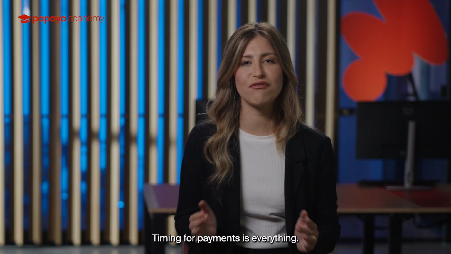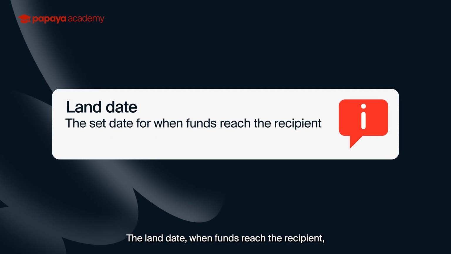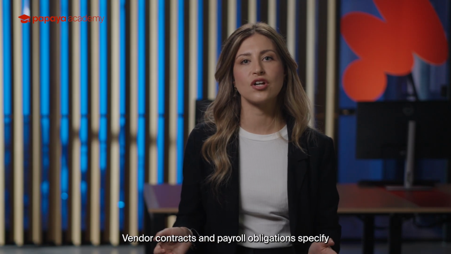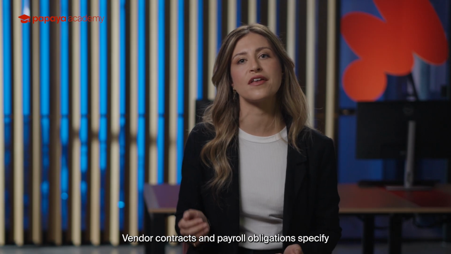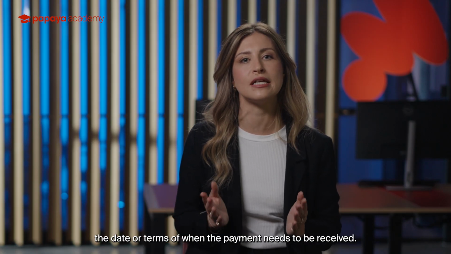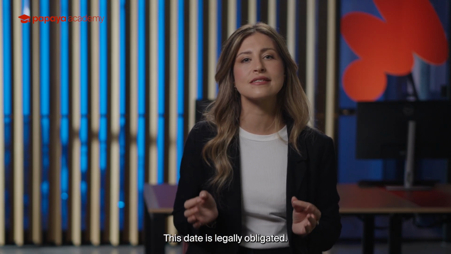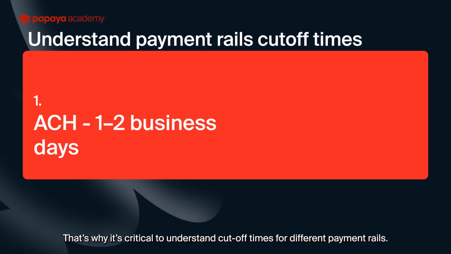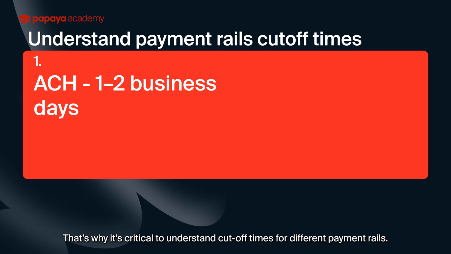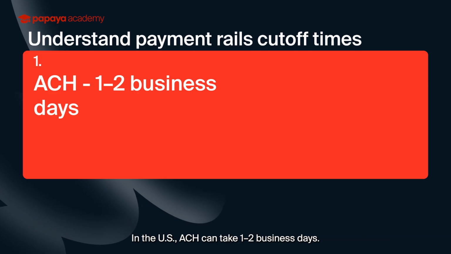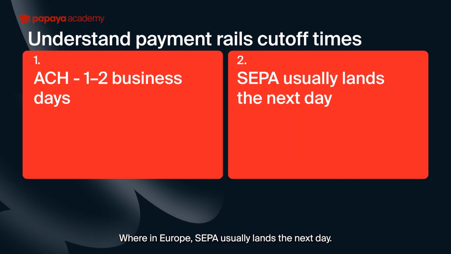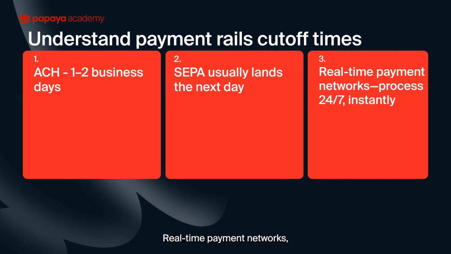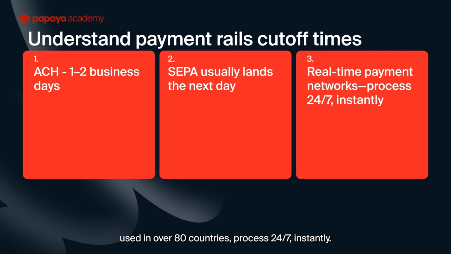Timing for payments is everything. The land date, when funds reach the recipient, matters so much more than the initiation date. Vendor contracts and payroll obligations specify the date or terms of when the payment needs to be received. This date is legally obligated. That's why it's critical to understand cutoff times for different payment rails. In the US, ACH can take 1 to 2 business days, whereas in Europe, SEPA usually lands the next day. Real-time payment networks, used in over 80 countries, process 24/7 instantly.